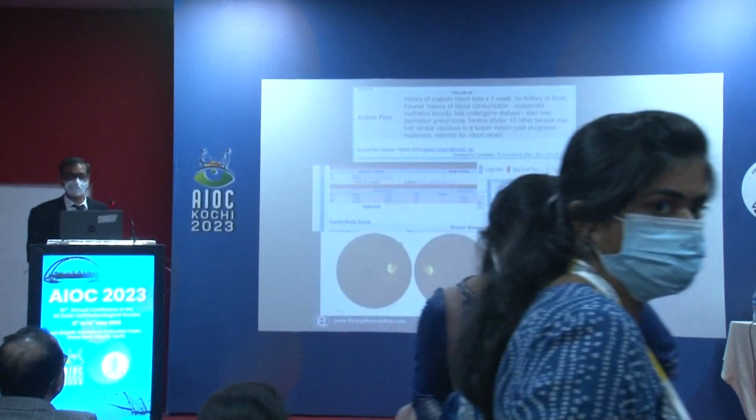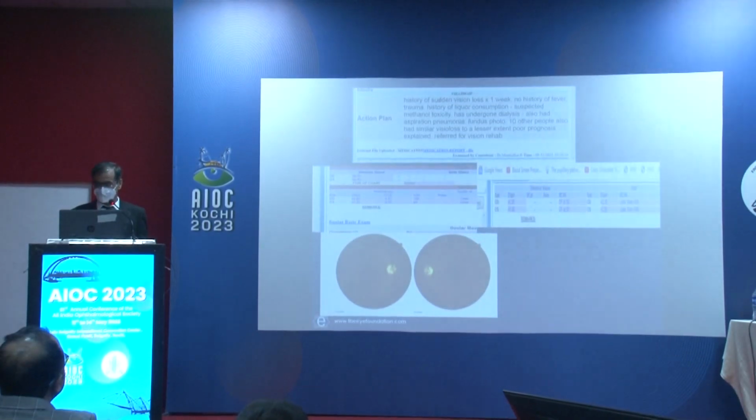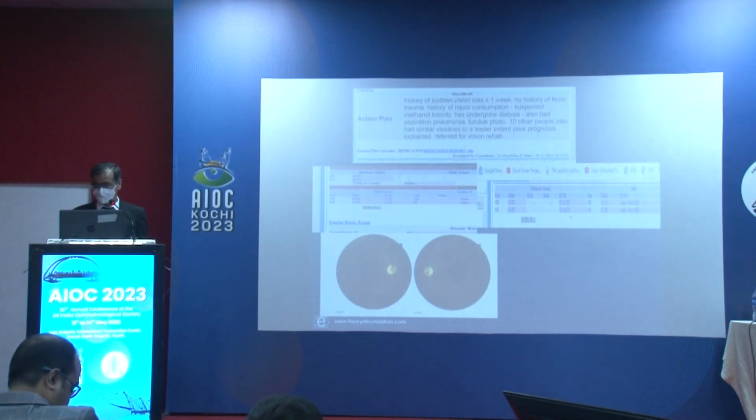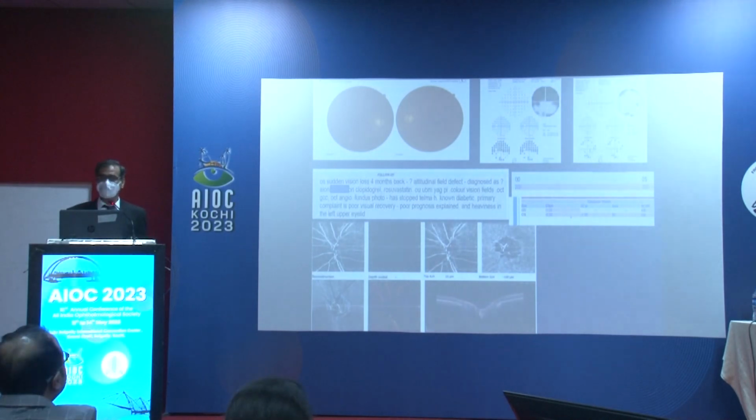Paradoxically, ethanol is given for methanol toxicity to reduce the metabolism. So that has to be given, done by an intensivist only. And because of some delay in treatment, this patient only managed to get counting fingers at 50 centimeters vision after so many days. So again, in methanol toxicity, IV methylprednisolone has absolutely no role.